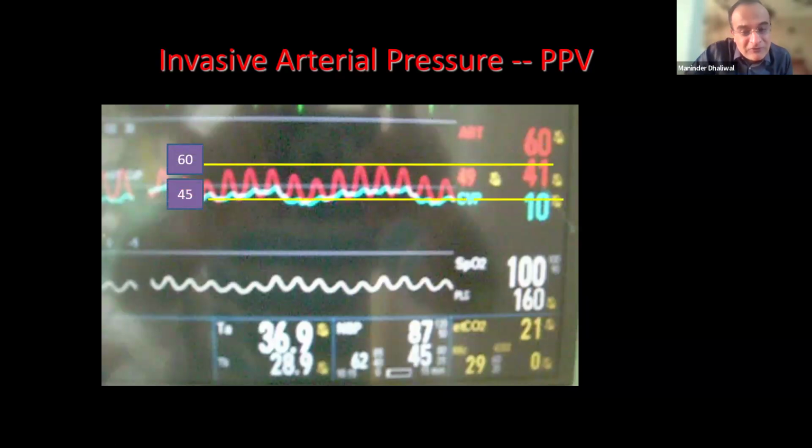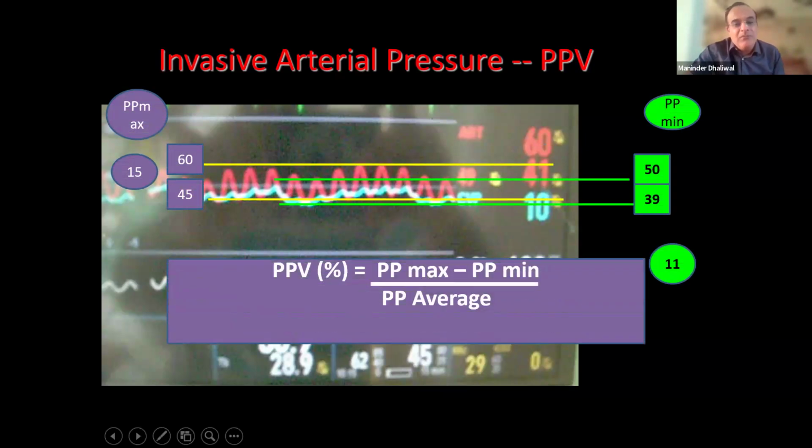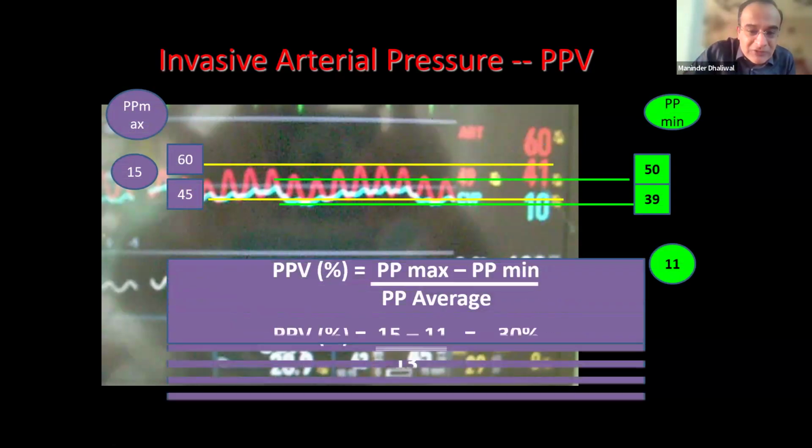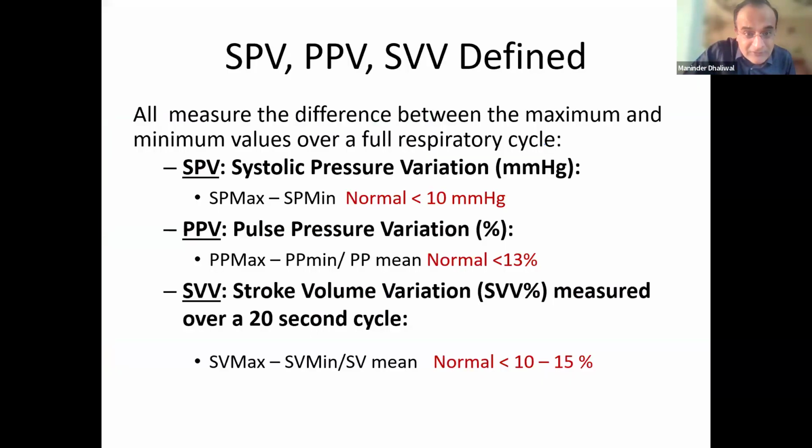You can give fluids and you can calculate your pulse pressure variation. That means what is the pulse pressure with the maximum BP, that is inspiration? What is the pulse pressure during expiration? And what is the difference between them, PP max minus PP min by average? That will give you an idea how much the heart is going to tolerate the fluid that you give to this heart. There are various variations; you can also calculate only the systolic pressure variation.